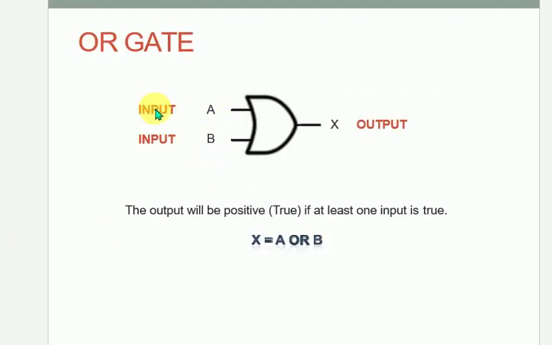So first we explain the OR gate. If we apply A or B input, then the output will be obtained as X. OR gate means addition. A plus B, that means OR gate. So let's understand through the truth table of the OR gate.